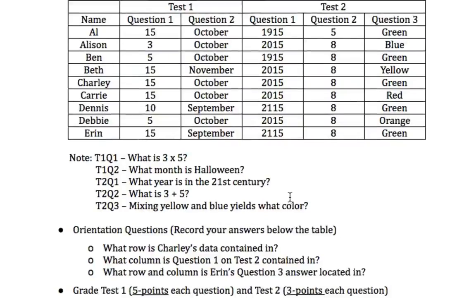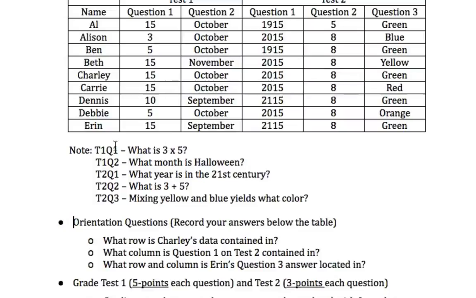Okay, the second part here, on this answer sheet now, I want you below this table to answer these questions. So these are from me. Okay, I want to know what row is Charlie's data contained in. So right underneath, when you do your Google Sheet, just run into this. I just want you to type what row Charlie's data is in. I want you to identify what column is question 1 and test 2 contained in. And then what row and column is Aaron's question 3 answer located in. So once you cut and paste this or fill in your data here, I want to know the answers to these questions. And again, you can just put them right below.